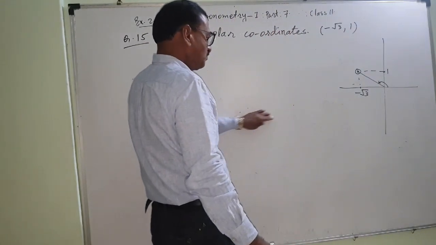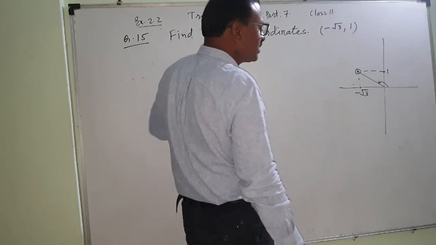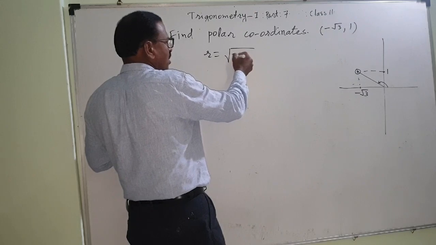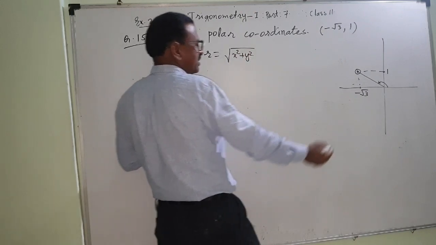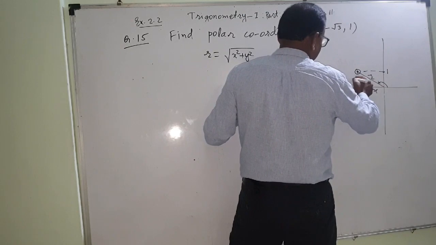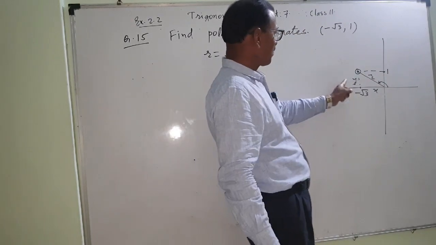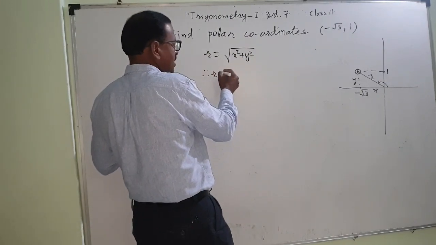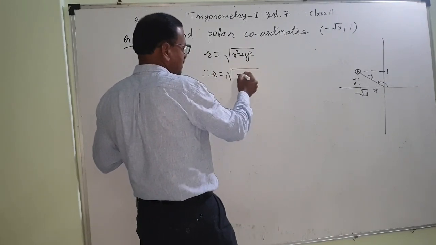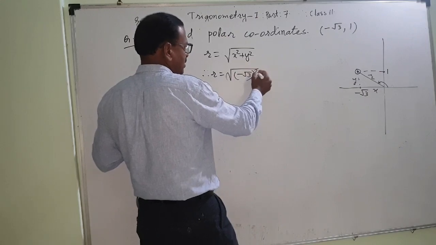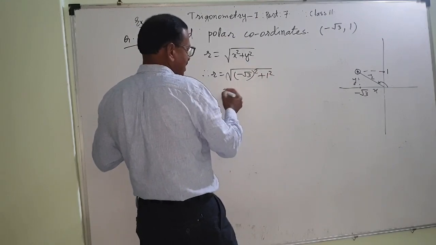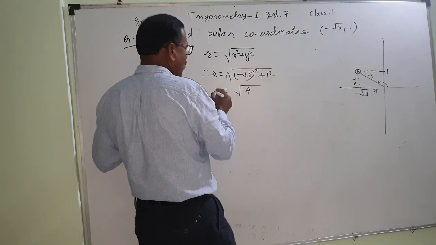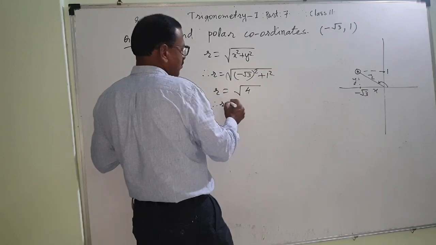Now I will go on searching this all. First of all I will find R is equal to under root of x square plus y square. See, this is R, this is x and this is y. R square is equal to x square plus y square. Therefore R is equal to under root of (minus root 3) square plus 1 square, that is equal to under root of 3 plus 1, so 4. Therefore R is equal to 2.